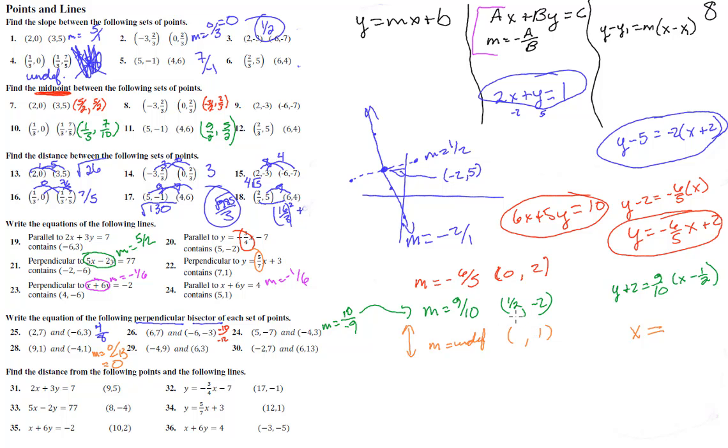9 plus a negative 4 is 5, divided by 2 is 5 halves. So this is going to be the line x equals 5 halves. And just so you can see that on a graph, we should put that on there.